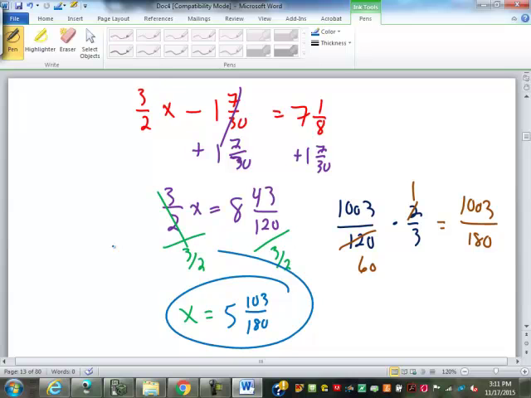I probably wouldn't get quite that nasty with you on a test or quiz either, but there will be fractions in them.